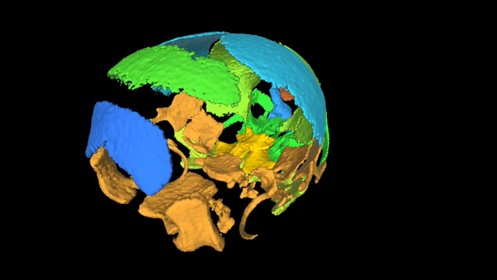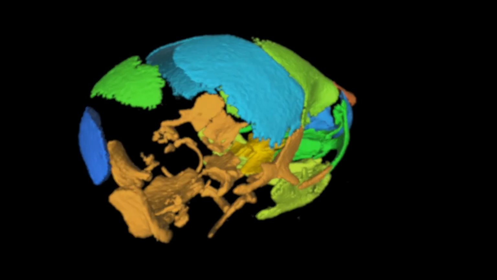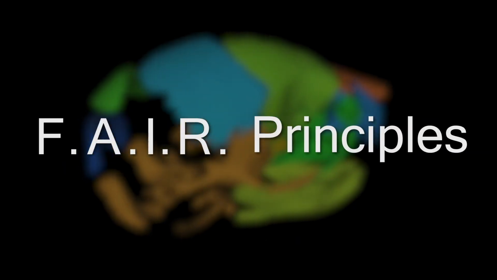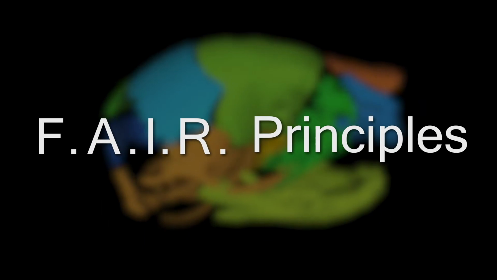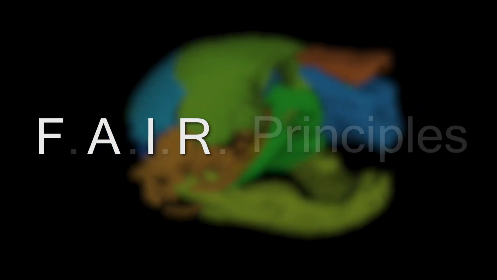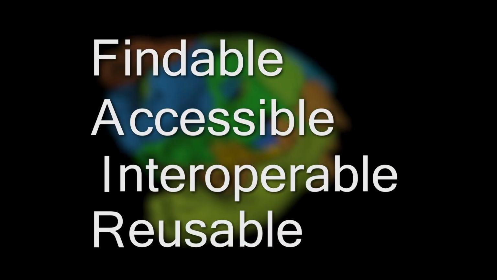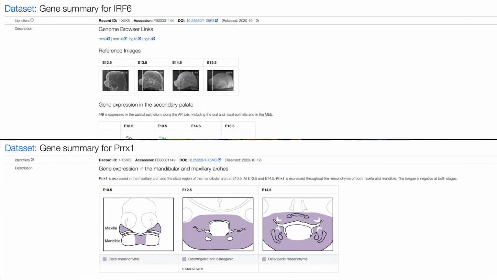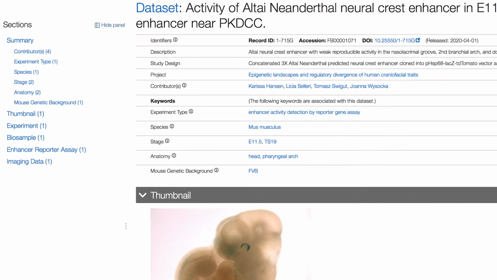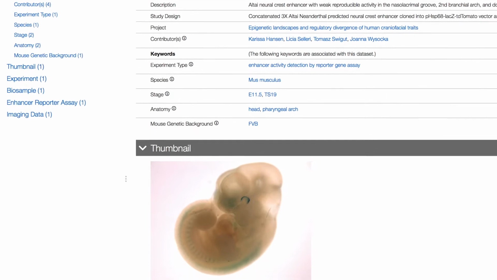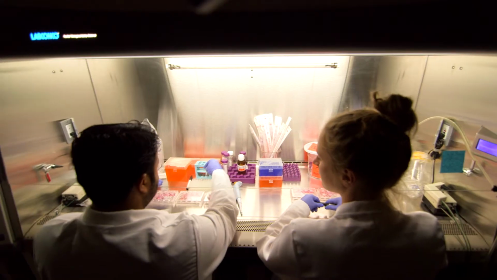FaceBase has become the standard in the field, adhering to FAIR principles for best practices in sharing and reuse of data for the craniofacial research community. Findable, accessible, interoperable, reusable. FaceBase datasets are validated and curated before release. Most datasets have multiple replicates to ensure data quality and reproducibility.